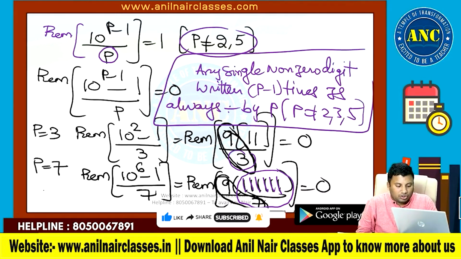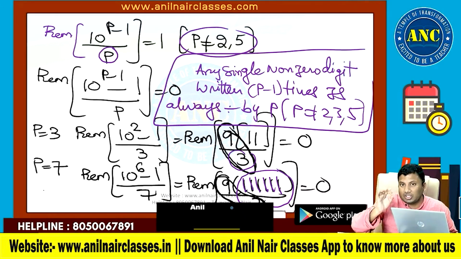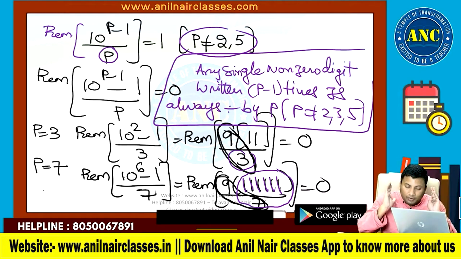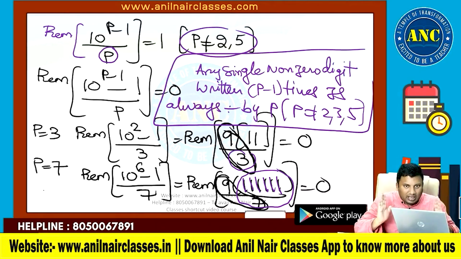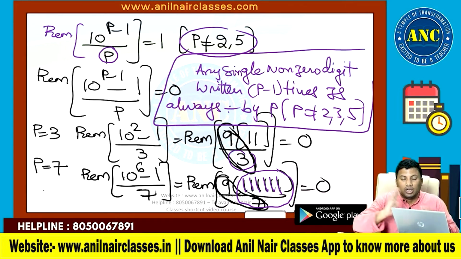P is 2, 3, 5. 9 is not divisible by 7, but 999999 is divisible by 7. I hope the proof is clear. Unless you understand the why behind the question, which method to use when, you will not have clarity. At the end of session number 3, I will give a table of when to use which concept, so that the complete remainders topic will be clear.